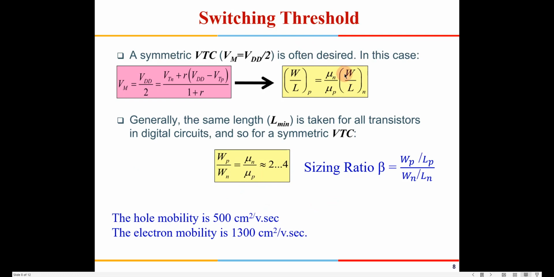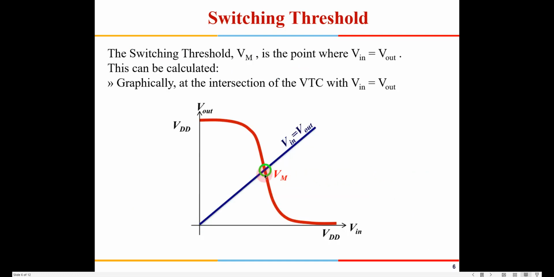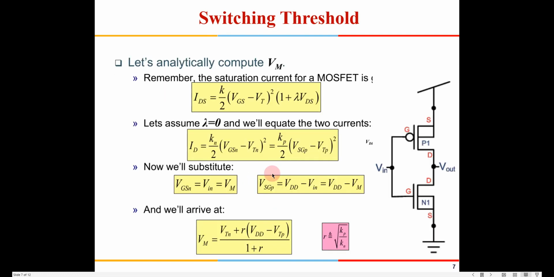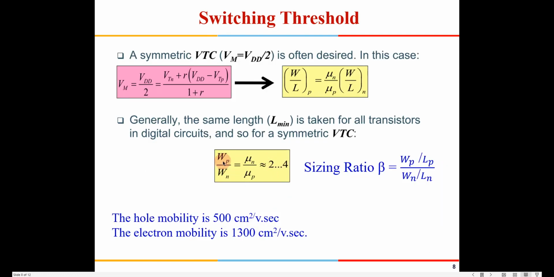I will just come to the point that if I want this curve to be symmetrical, exactly in between at VDD by 2, then I need a WP by WN ratio of approximately 2.5, or 2.4, 2.6, in that range. That is because in the current equation there is mu n and mu p, the mobility of the electron and the mobility of the holes. The mobility of the electron is around 1300 centimeter square per volt second, whereas that of the hole is around 500.